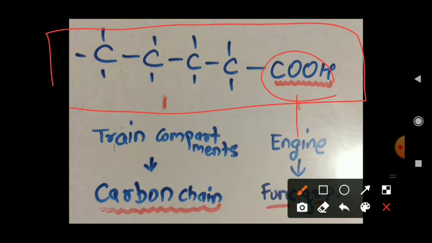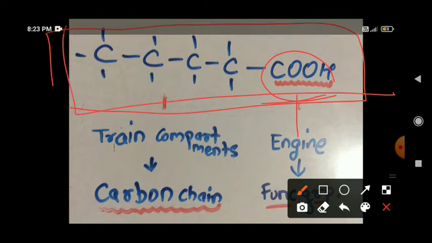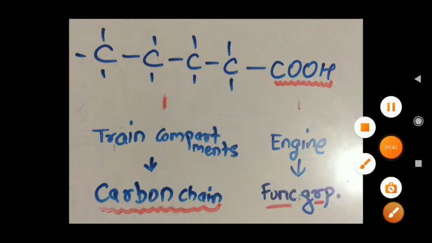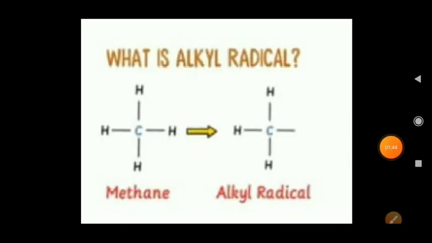So this is a very interesting example. For example, COOH is a carboxylic acid functional group, which drives, or we can say is responsible for, the chemical properties of this carbon chain. So we can say functional groups are very important. There are a lot of functional groups.